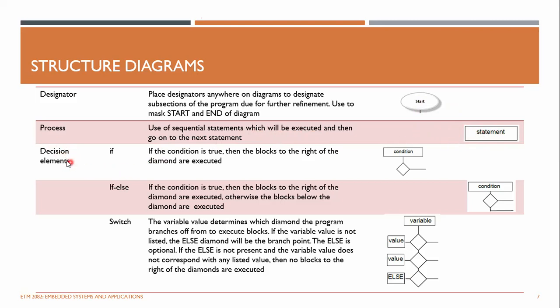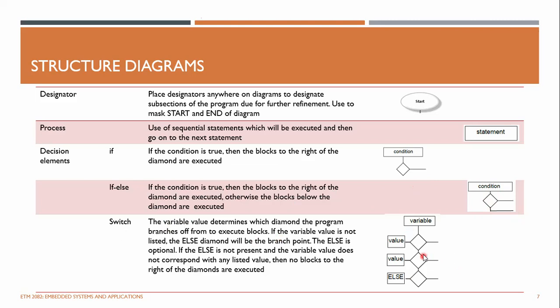And there are some decision elements like if else. If means if this condition is true, do this task, right? If this is yes, do this. And if you have if else, if this condition is true, do this, and if it is false, do this. Like if true, this, else, this, like that.